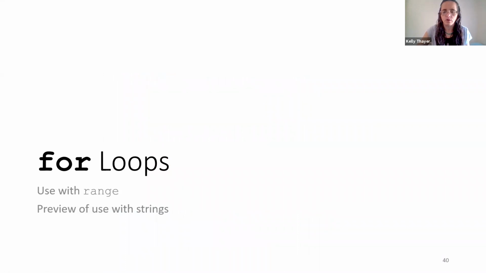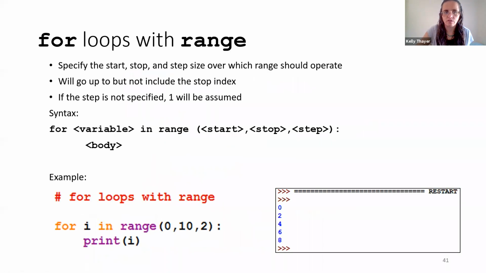We also have for loops. In for loops, we can typically use these with range. We're going to use these with the preview of strings, because this is oftentimes what we want to do. So, for loops with range.